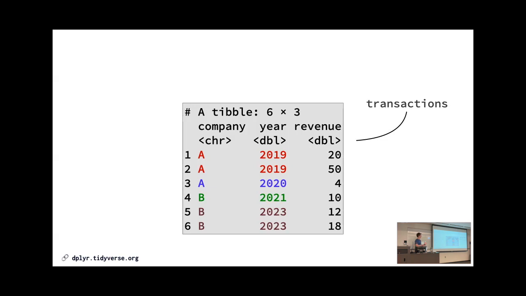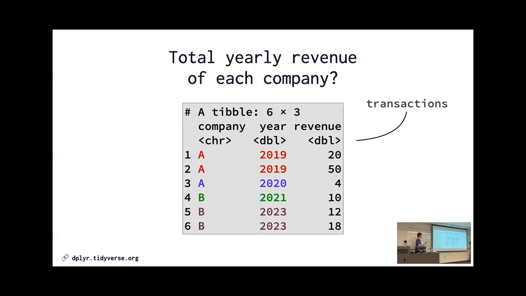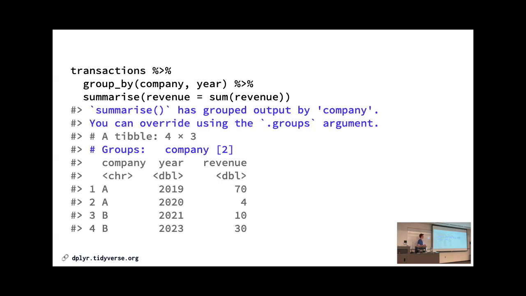If we were to go back to day one of learning dplyr, you might be able to ask this kind of question of what is the total yearly revenue of each company? This is fairly simple. You could aggregate by company and sum up the revenue here, grouping on company and year. If you were to actually write the code to do this, it would probably look something like this. So you've got transactions and you pipe that into group_by, grouping by company and year, continuing on into summarize and computing the sum of the revenue.